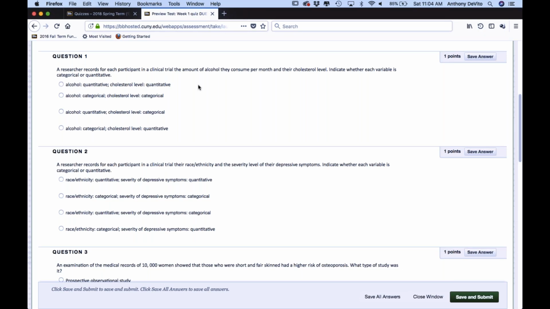So, for instance, the number of siblings that you have, right? So you might have one brother and sister, two, six, nine. If you got a gigantic family, you have 13 or something like that, right? Those would be discrete numerical variables.